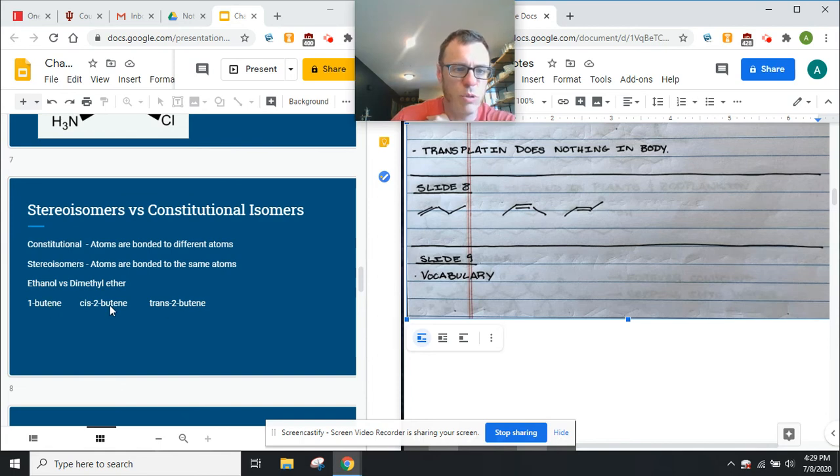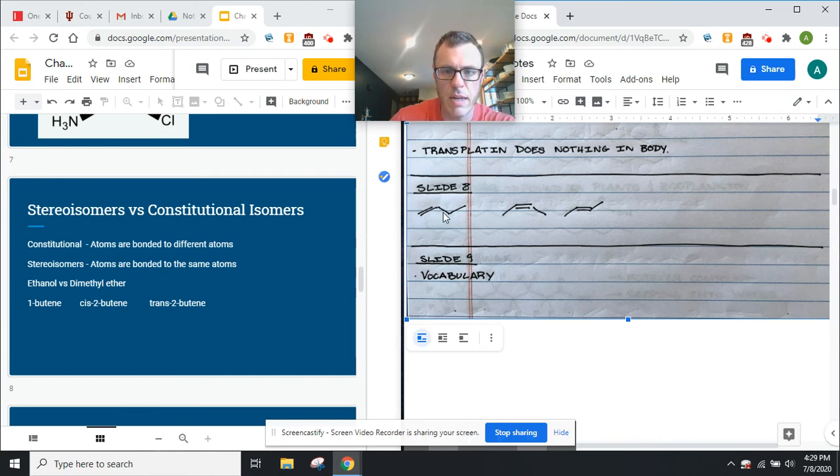1-butene, cis-2-butene, trans-2-butene, all right? These are all stereoisomers because the atoms are connected in the same order. But what we're starting, well, excuse me, 1-butene and cis- and trans-butene are constitutional isomers. Cis and trans are going to be stereoisomers, excuse me, because the same order, same way things are connected.